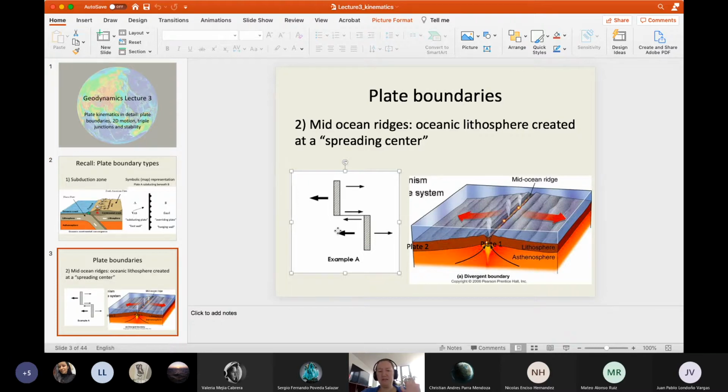But really, if I fix plate A, what I'm seeing is plate B is moving with 4 centimeters a year to the east, okay? So be careful when they mention spreading rates, that they don't mean half spreading rates, which is different than velocity of A with respect to B.